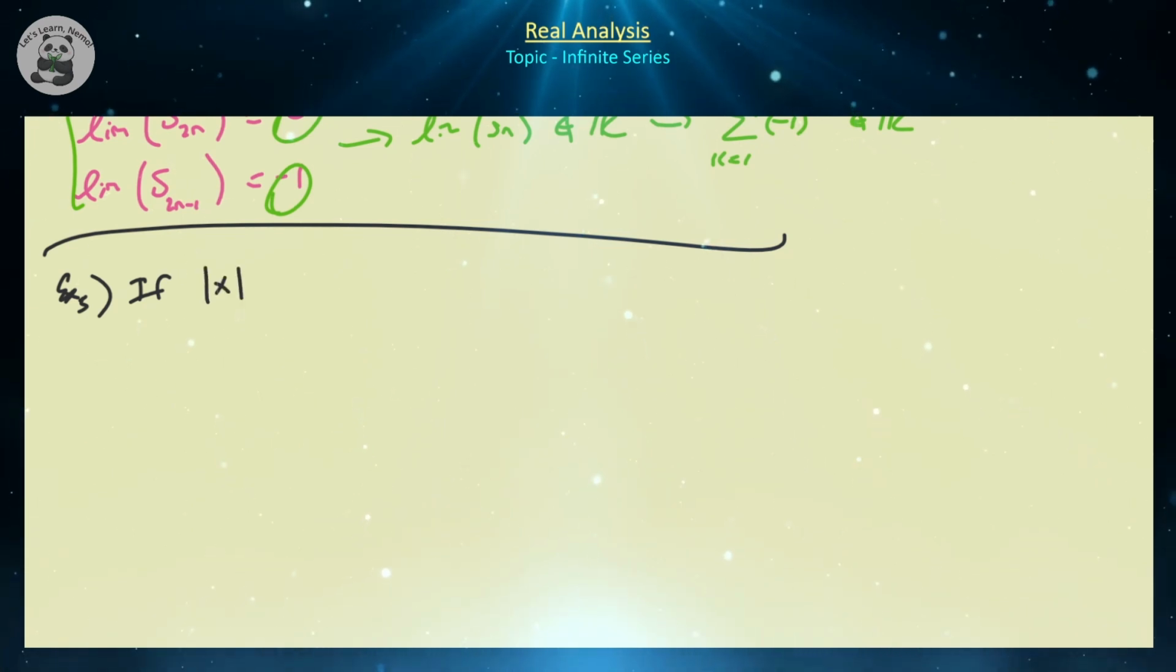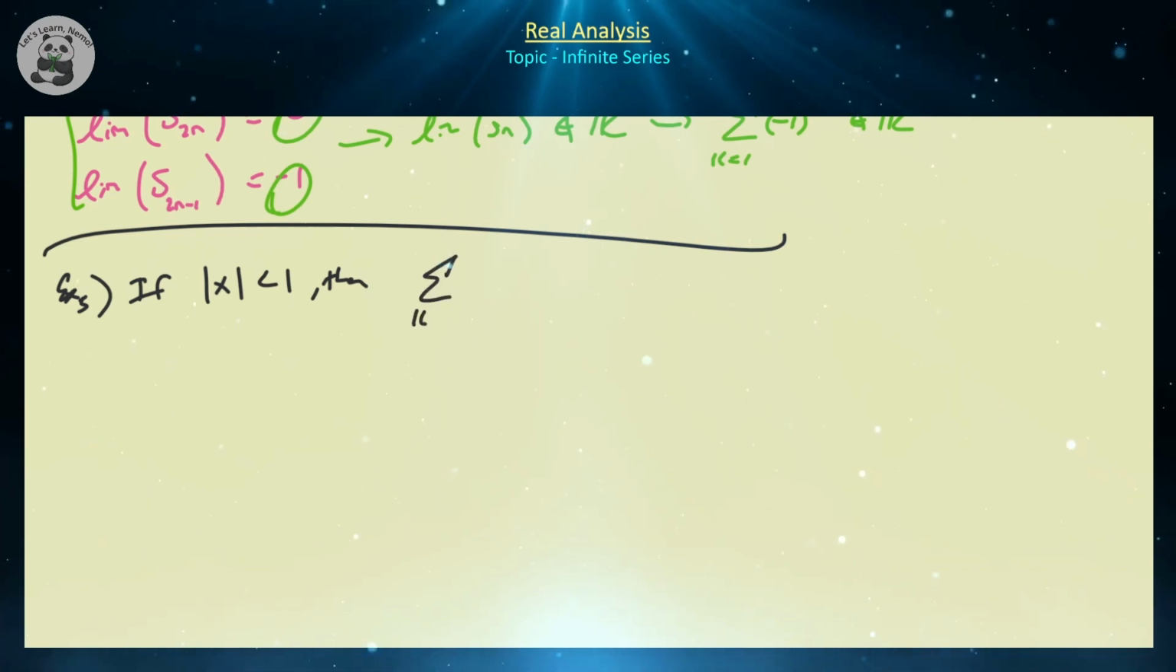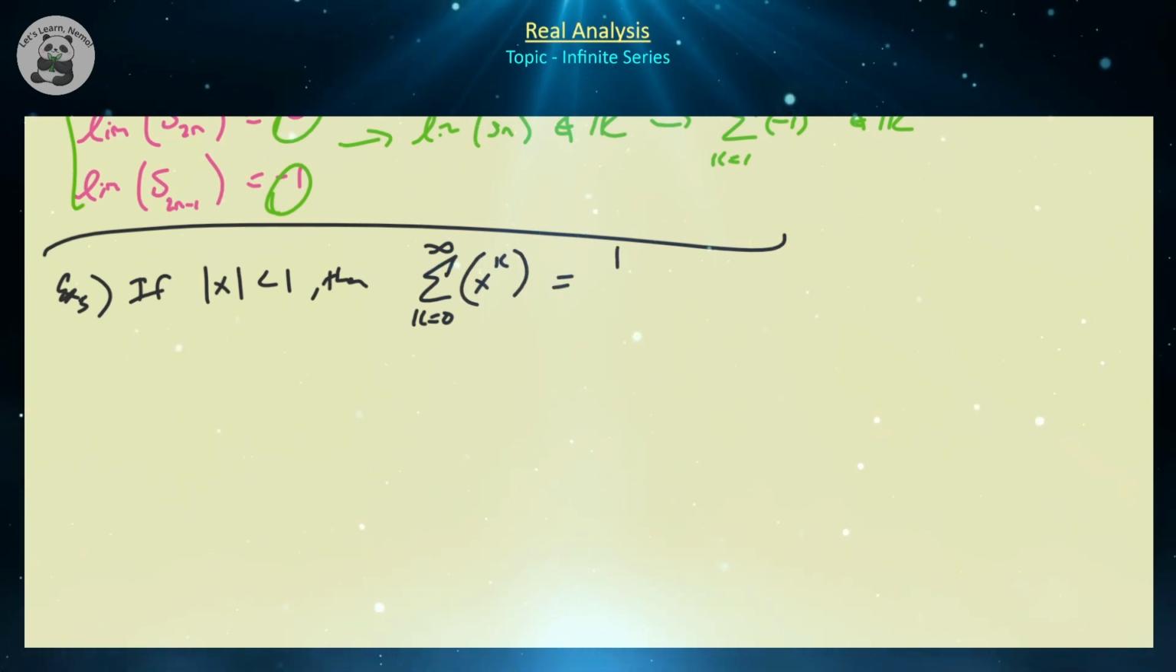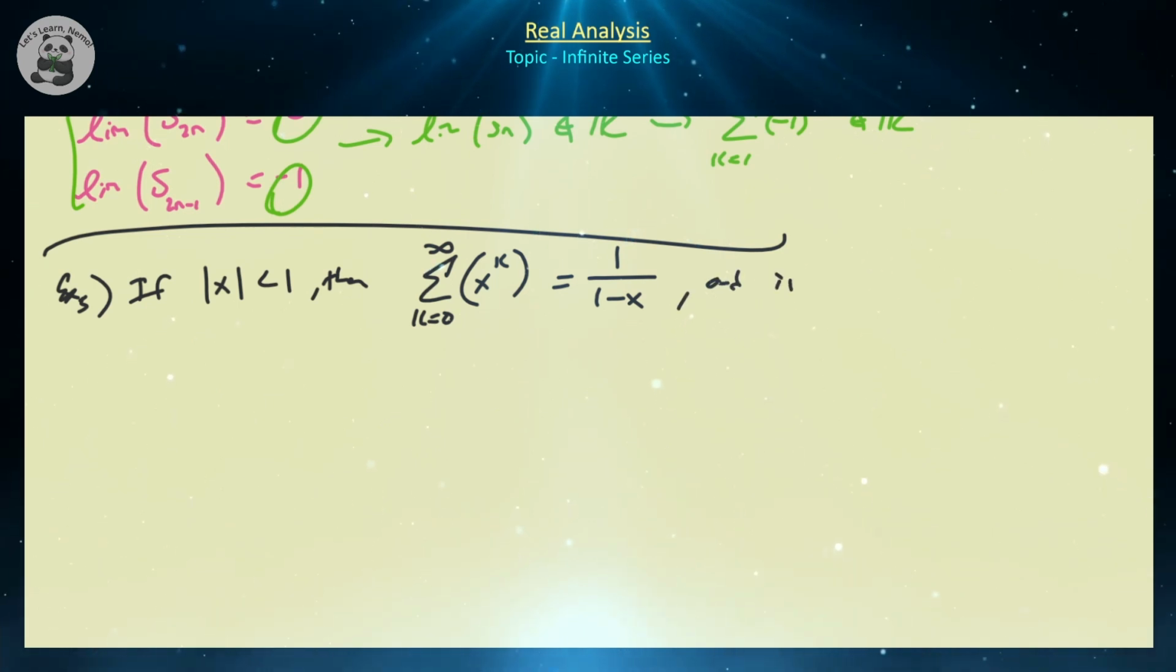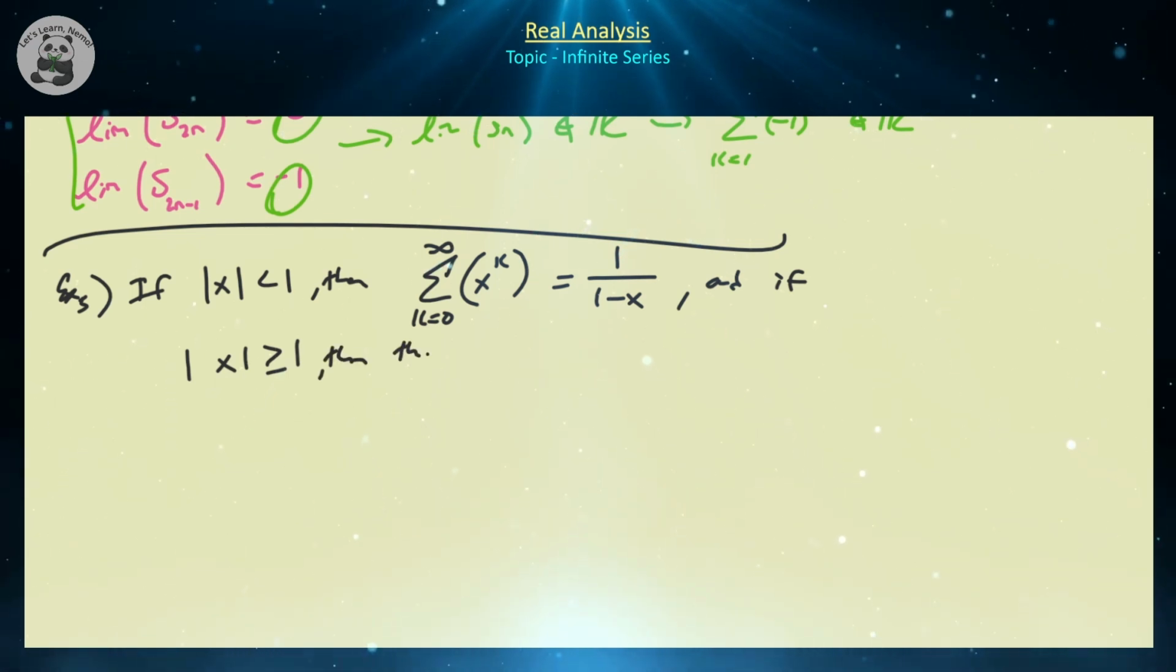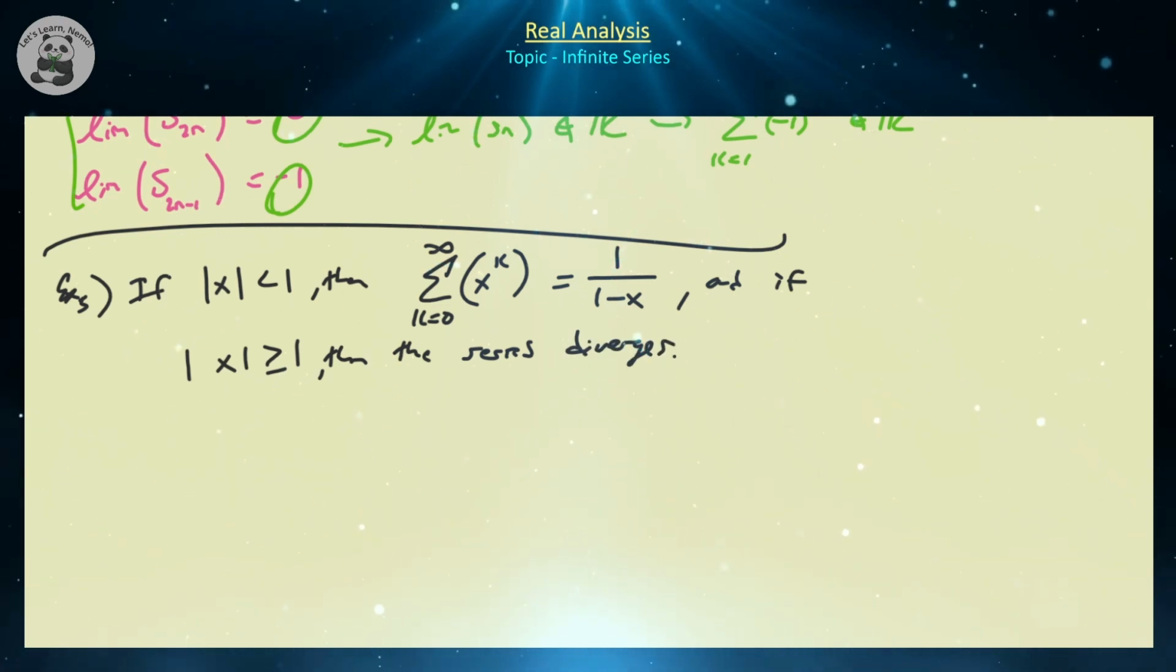Let's assume that the absolute value of x is strictly less than 1. Then the sum from k equals 0, we don't have to always start at k equals 1, of x to the power of k, this is actually equal to 1 over 1 minus x. And also, if the absolute value of x is greater than or equal to 1, then the series diverges. Right? And some people refer to this as a geometric series.